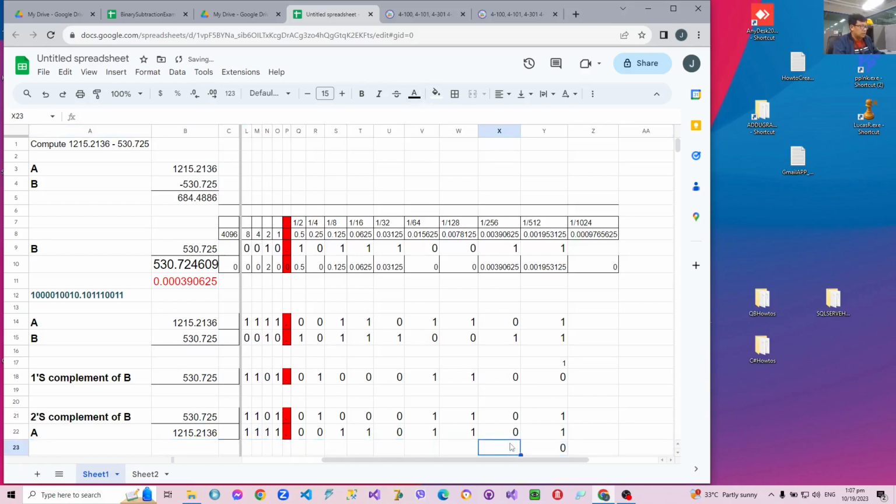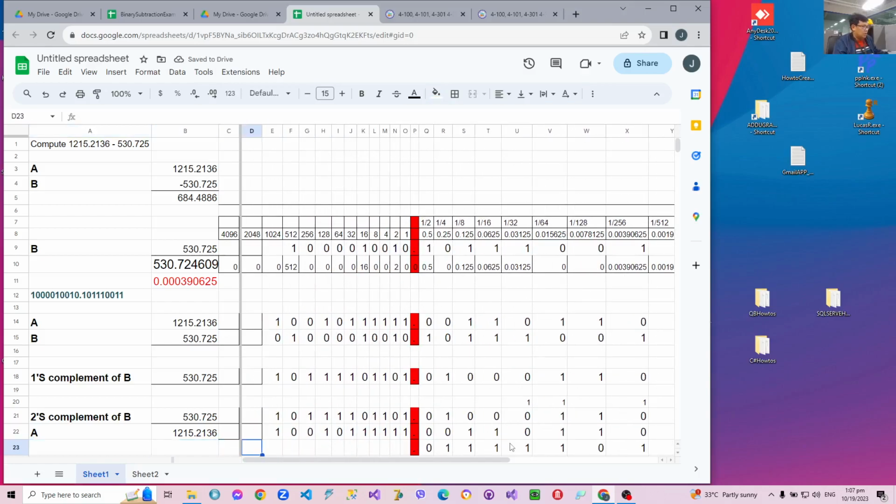1 plus 1 is a 0, carry 1. 1 plus 0 plus 0 is a 1. 1 plus 1 is a 0, carry 1. 1 plus 1 plus 1 is a 1 with a carry of 1. The next bit becomes a 1. This is also a 1, this is a 1, this is a 1, but this is a 0. We just copy the binary point.